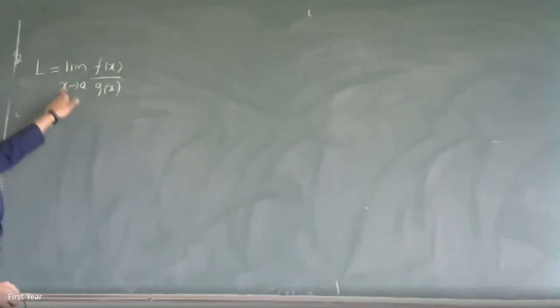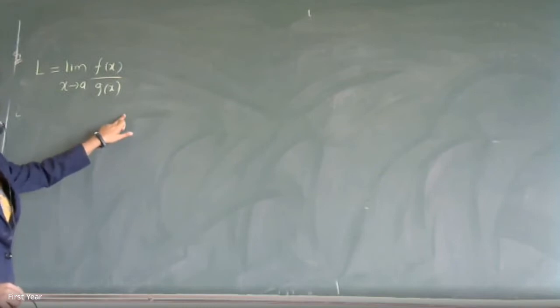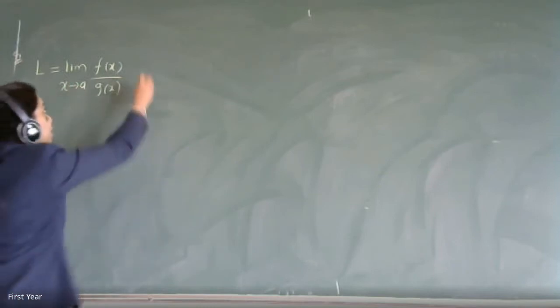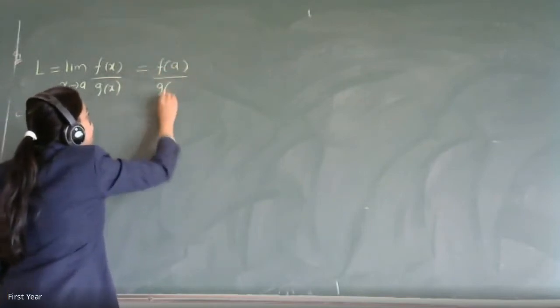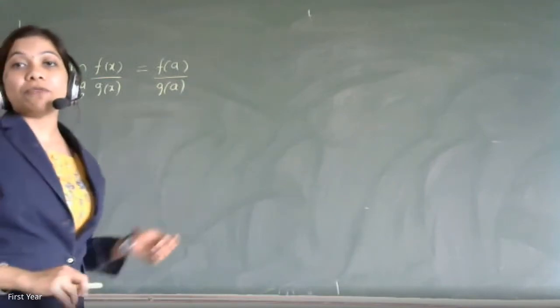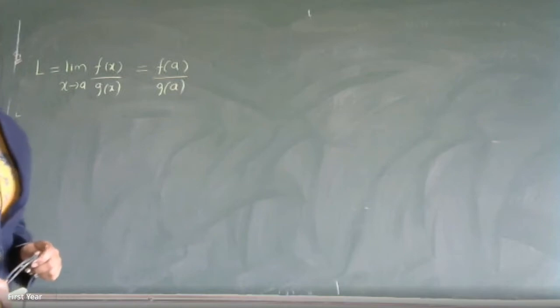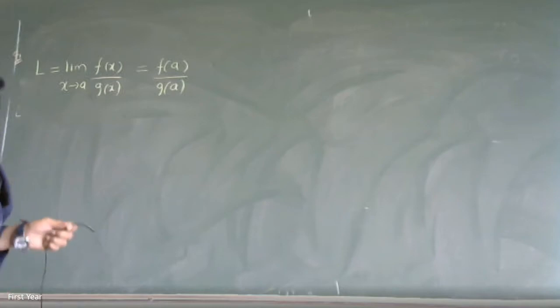So let me ask you this. If your question is, find the limit as x tends to a of f of x upon g of x, how do we find this limit? We substitute a in place of x. The answer to this is f of a by g of a. Correct? Limit means what? The position at which f of x and g of x will become when I put x is equal to a. Correct? Yeah. So that's your answer.